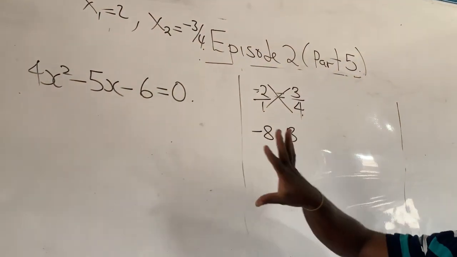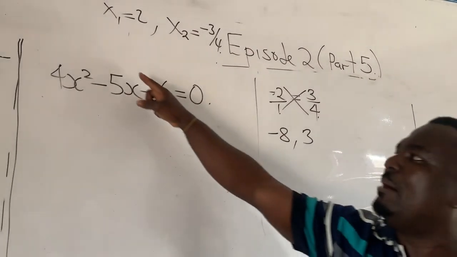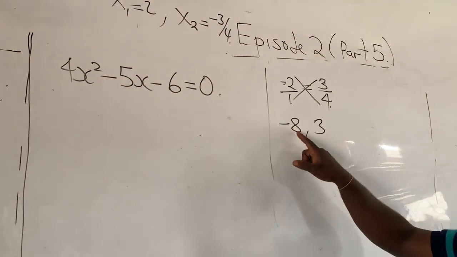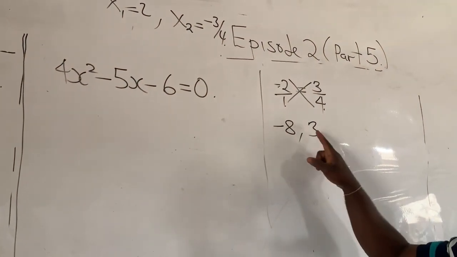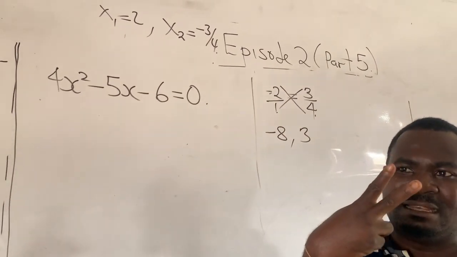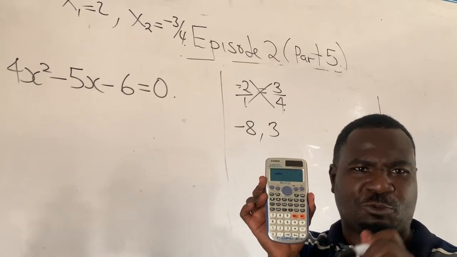You see how I maneuver to get my magic numbers, the two numbers which I'm going to replace negative 5 with? Watch it. Now add it. Negative 8 plus 3 will give you negative 5. So these are the two possible numbers for those using calculator in solving. This video is more important to me.